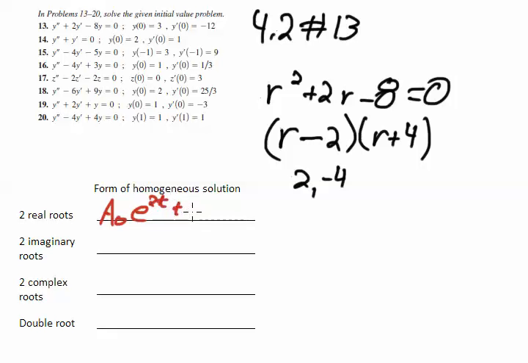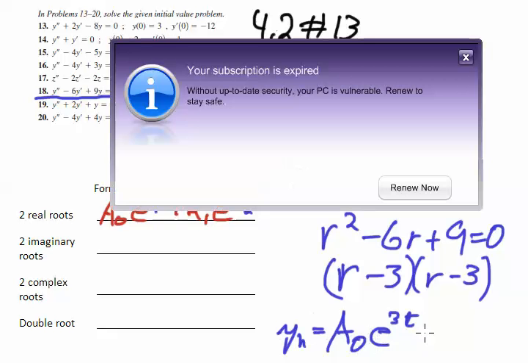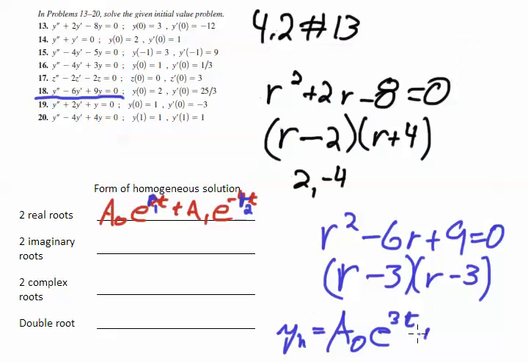2t plus a sub 1, say, e to the -4t, or more generally, this will be an r1 and this will be an r2. Now, on number 18, for instance, we will have the characteristic equation being r squared minus 6r plus 9 equals 0, which factors into r minus 3 times r minus 3, and the form of the homogeneous solution is y sub h equals a sub naught e to the 3t plus a sub 1 e to the 3t.